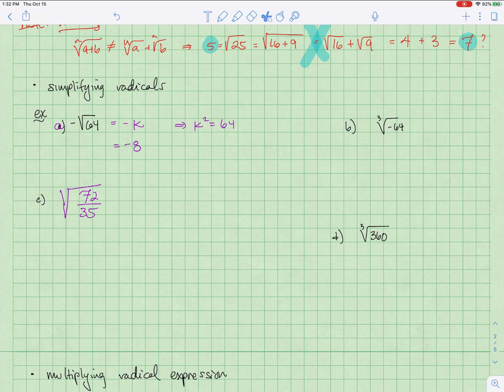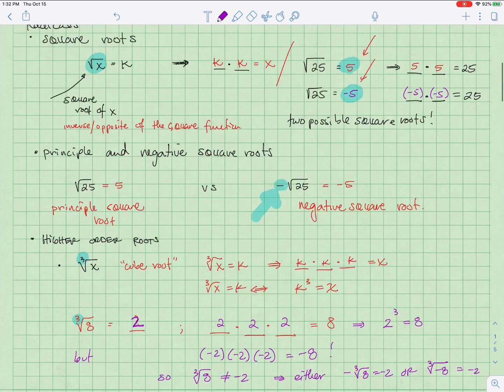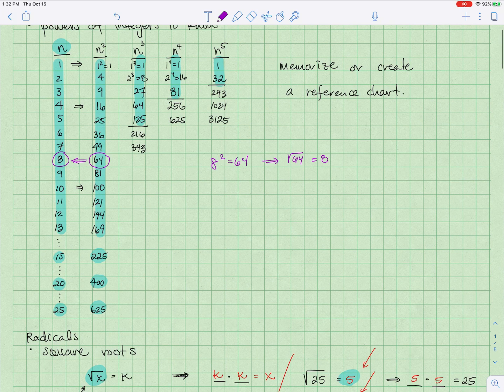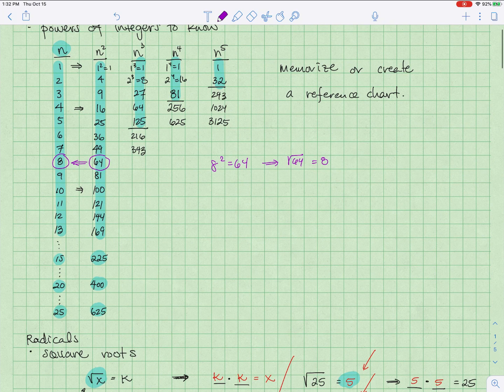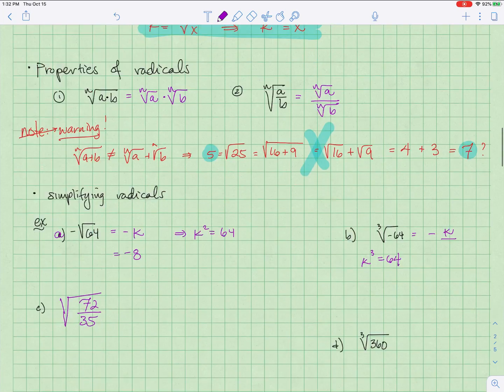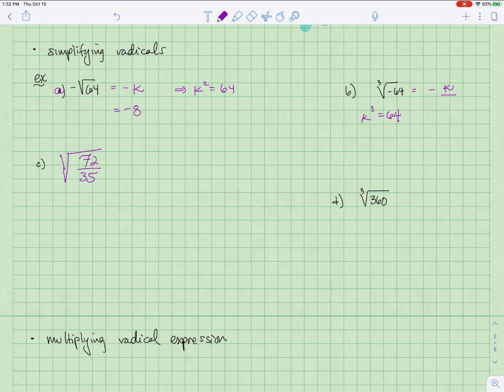Okay, the next one is negative cubed root of 64. Well, since it's the cube root of a negative number, we know that number is going to be negative. But I need to find a k such that k cubed is equal to 64. Well, going back to my chart here, we're not talking about a square root anymore. We're talking about a cubed root. And if I go into the cubed column and find 64, this time it gives me a value of 4. So this must be negative 4.